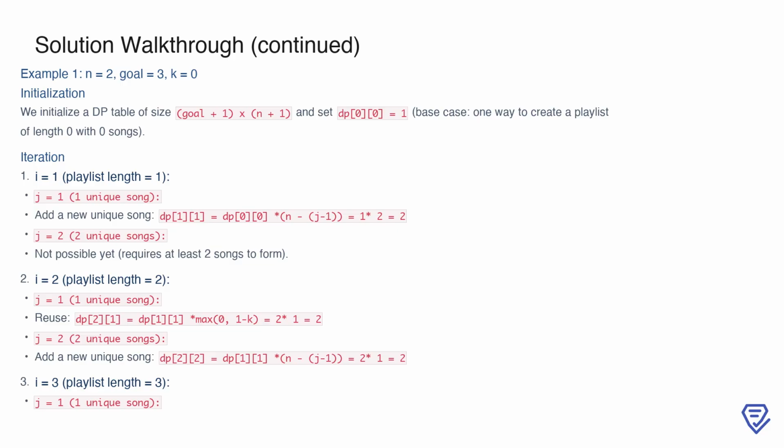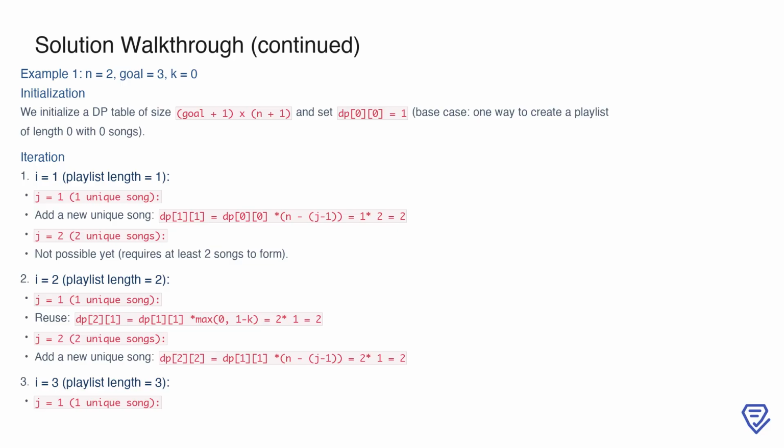This gives dp[1][1] a value of 2. For j equals 2, it's not yet possible to use two unique songs since we only have one song slot. Moving to i equals 2, playlists of length 2, we calculate dp[2][1] by reusing songs. The value becomes dp[1][1] multiplied by the maximum number of reusable songs, which is 1, resulting in dp[2][1] equaling 2. For j equals 2, adding a new unique song gives dp[2][2] a value of 2.